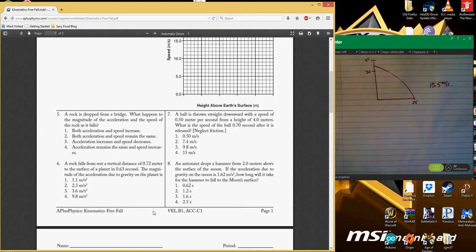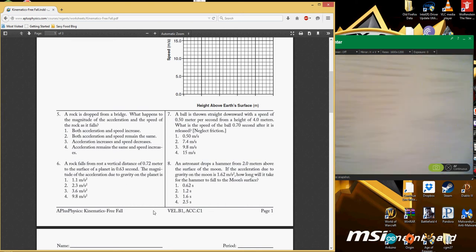Okay, question number 6. A rock falls from rest at a vertical distance of 0.72 meters to the surface of a planet in 0.63 seconds. The magnitude of the acceleration due to gravity of the planet is, and it gives you choices.